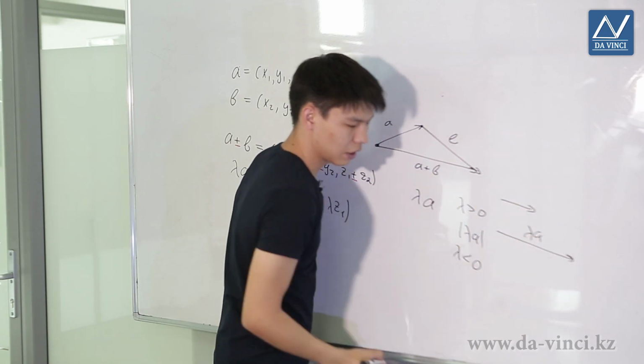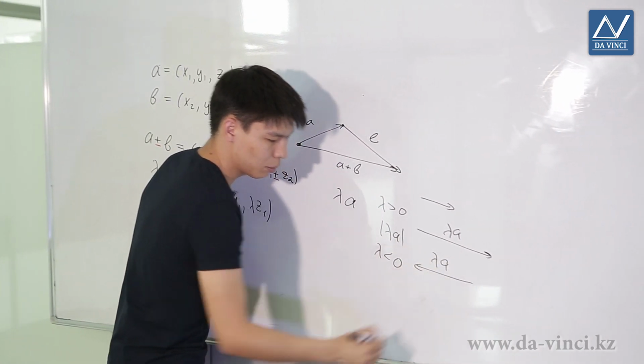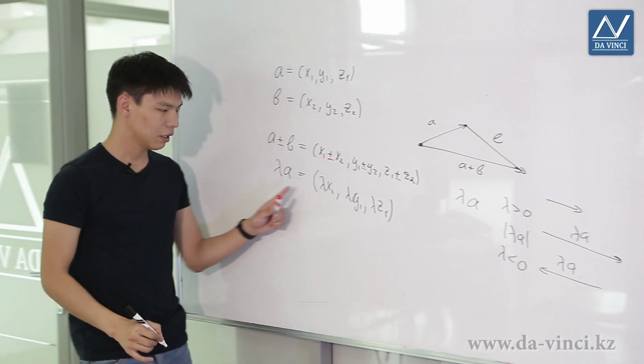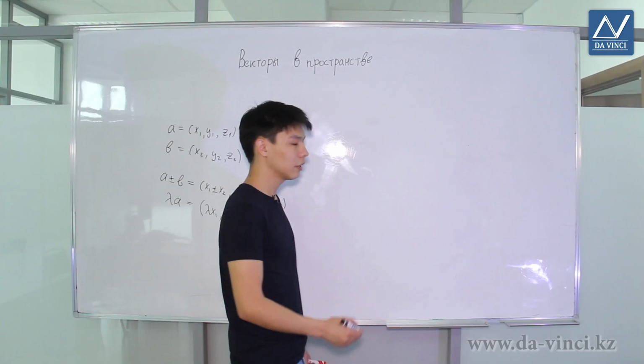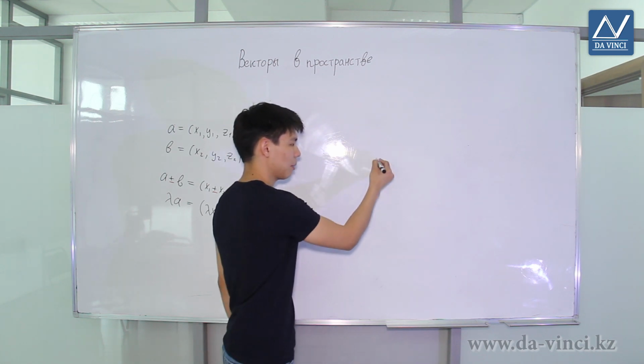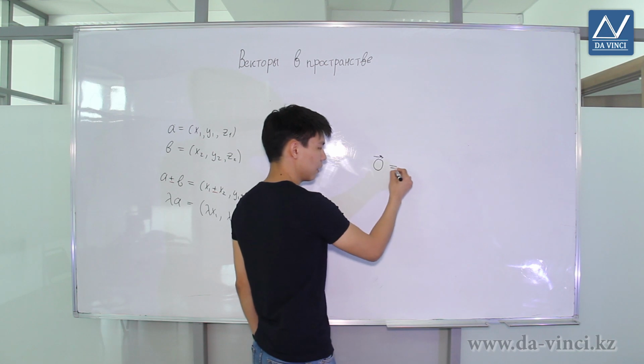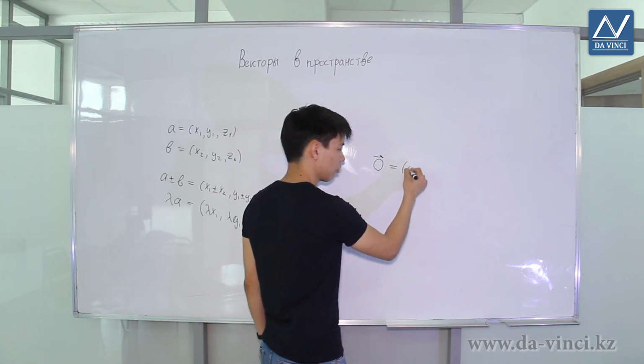If the vector is positive, then lambda A will look like this. If the vector is negative, then it will be oppositely directed. This is expressed through multiplication in coordinates. When a vector has the beginning coincide with the end, then we can call it a null vector. It is denoted as 0 with a dash or just 0. And it is obvious that the 0 vector has 0 coordinates.